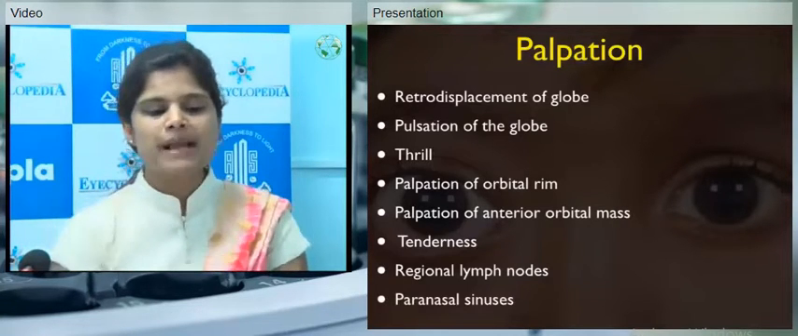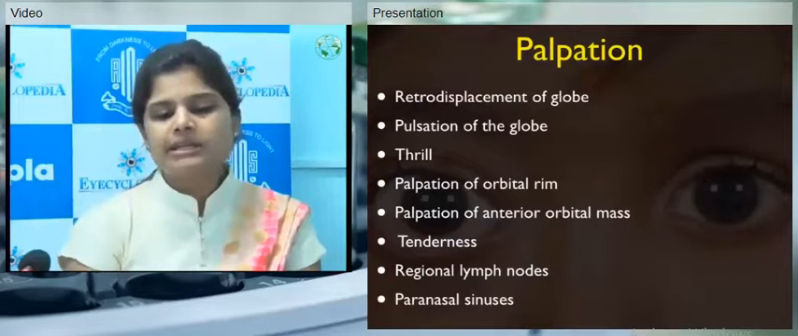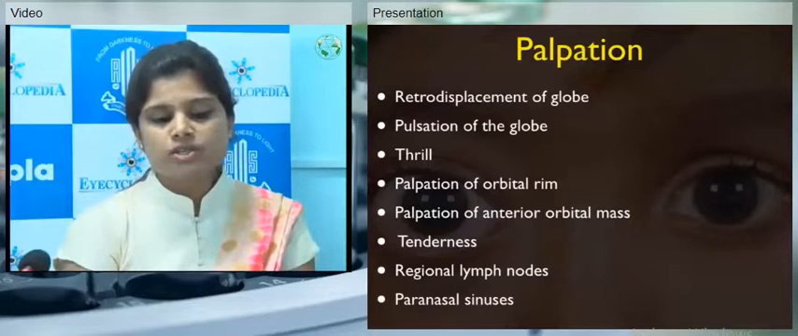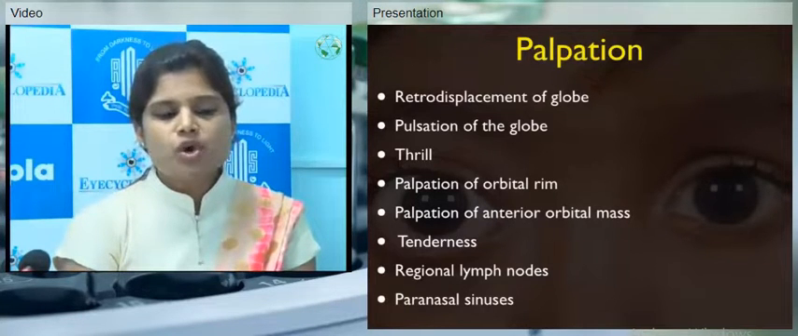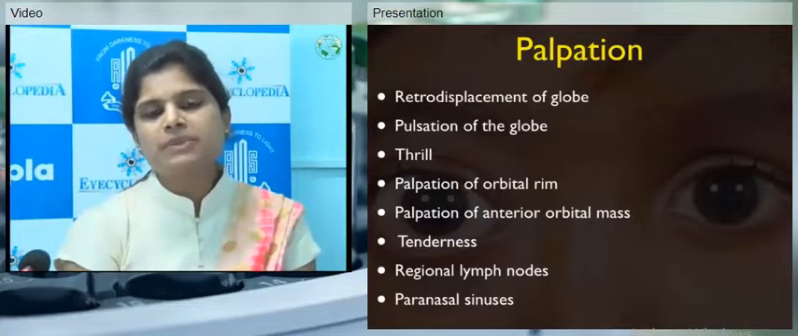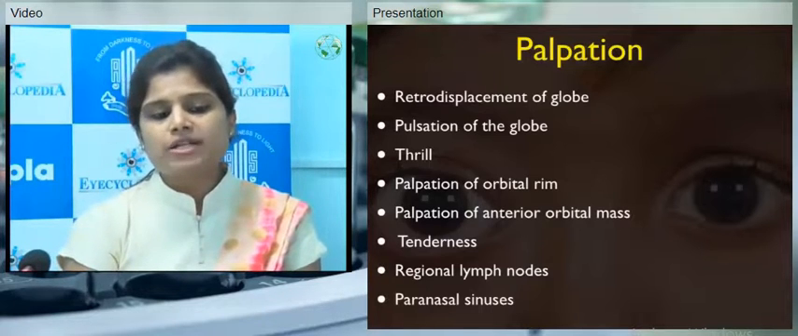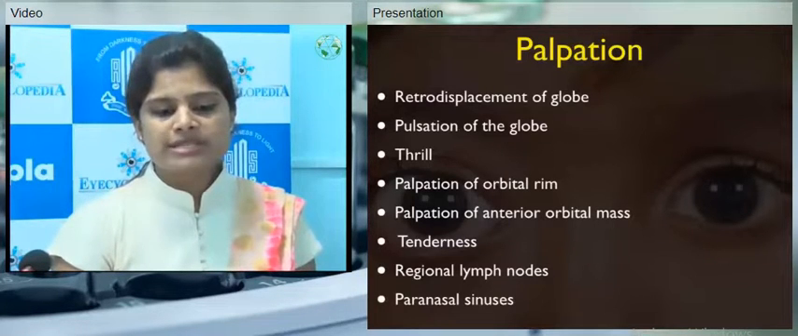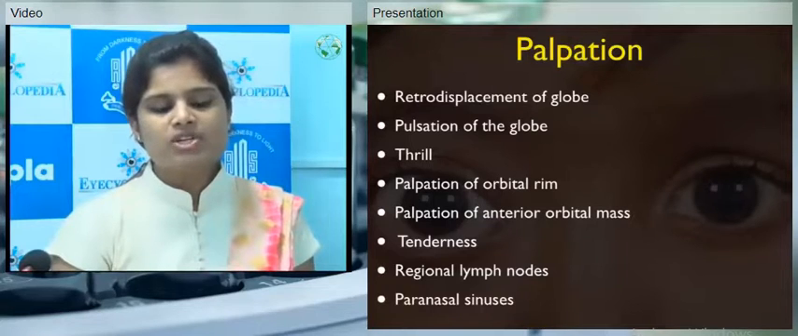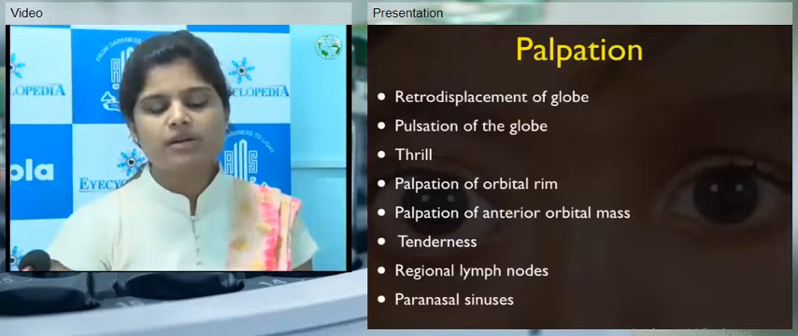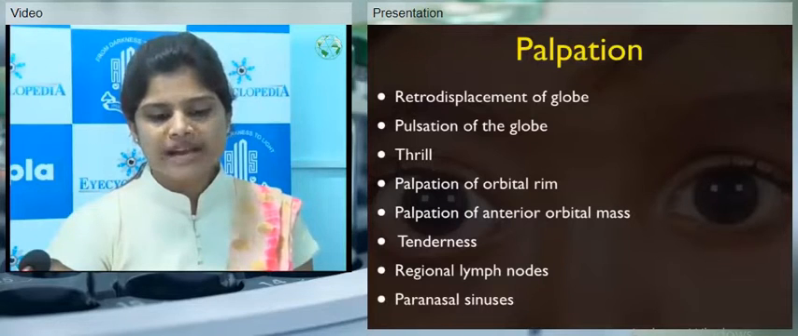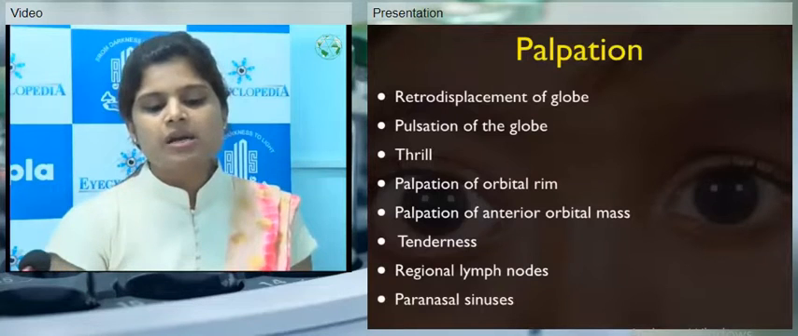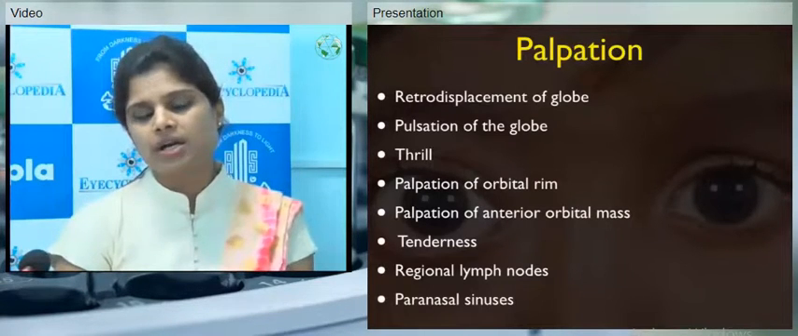So after inspection and palpation, of course, in the orbit we don't have anything like percussion, which we do for abdomen examination. Next is auscultation. Auscultation in proptosis becomes important, especially in carotico-cavernous fistula. As you can see, this patient has proptosis in the left eye, which is well appreciated here in bird's eye view, where the globe looks really proptosed with dilated episcleral vessels. When we auscultate, we can hear a gushing sound.